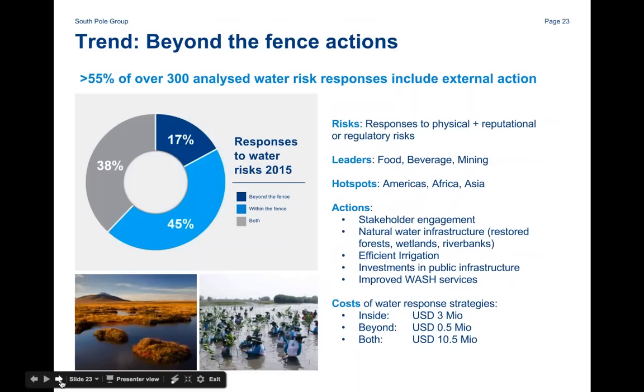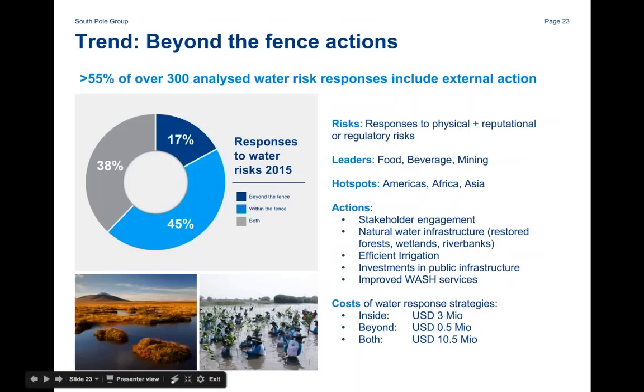And when and where does external action take place? So usually it's in response to a complex risk combination, not only to physical risks like too much, too little, or bad quality water, but also in combination with reputational or regulatory risks. So in addition to facing water scarcity for operations, the company might also be perceived as a big water consumer in the catchment, or faces stricter abstraction permits, and therefore starts to address these risks with an external action component. External action leaders are the food and beverage and the mining industry, and in terms of hotspots, it happens more often in the global south.